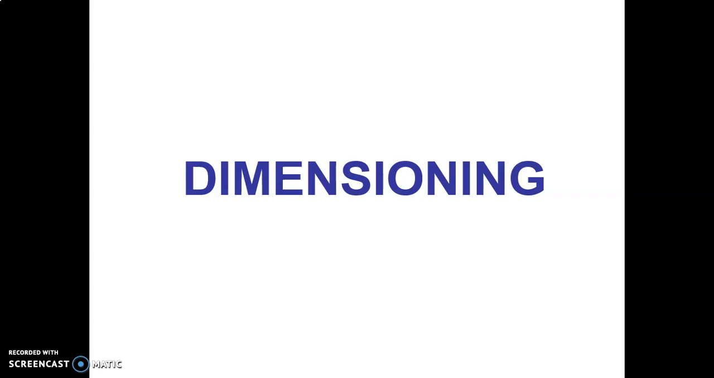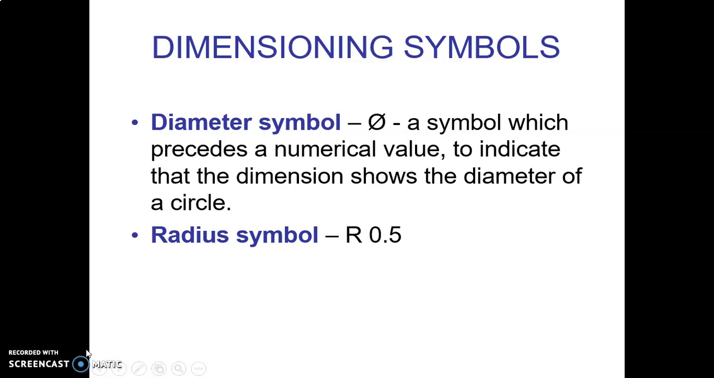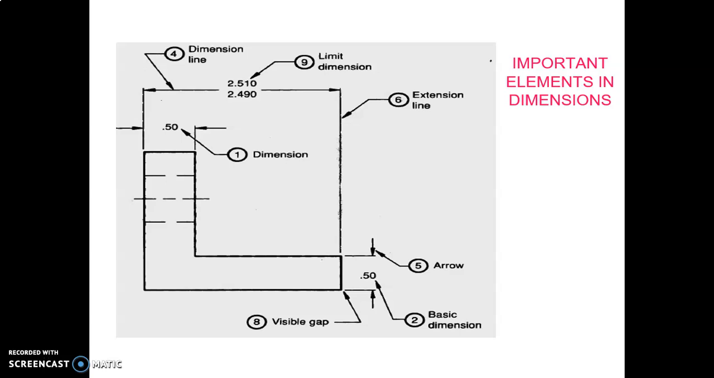Last time you just learned how to draw. So today we are going to add some dimension to your drawing. Okay, look at the dimensioning symbols. For diameter, the symbol is just like this, to indicate that the dimension shows the diameter of a circle. Next, the radius symbol is R with a specific number.